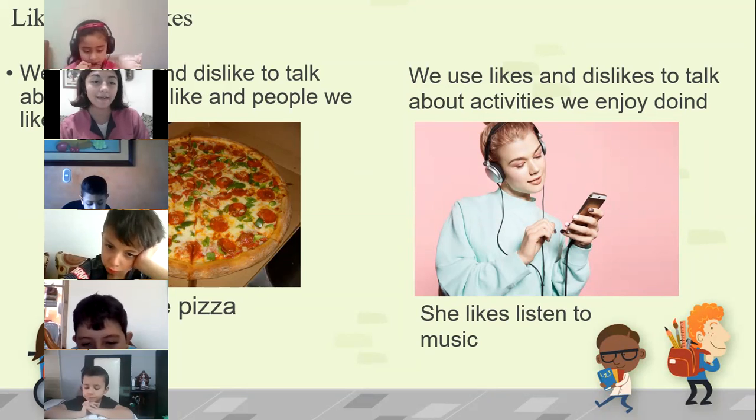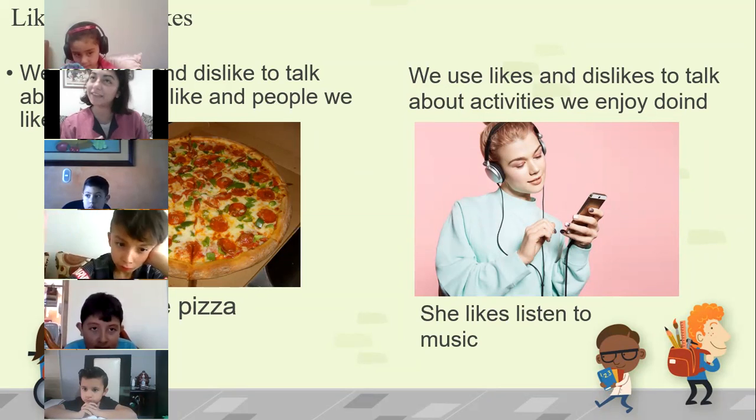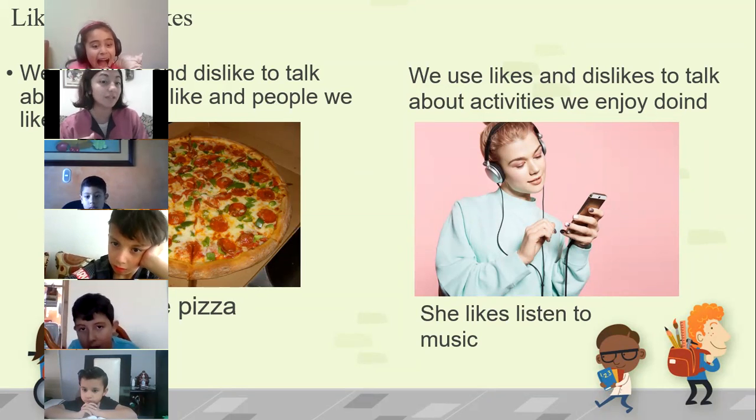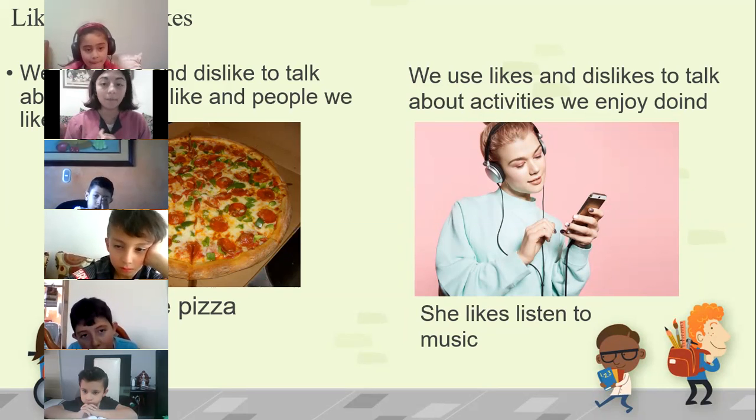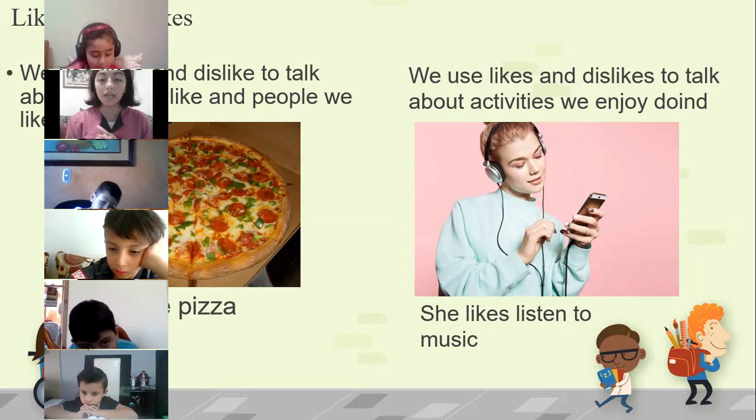I like, piense, let me think, artist, un artista. I like Juanes, me gusta Juanes. I like music of Juanes, me gusta la música de Juanes, or I like to dance, me gusta bailar, I like to dance. So, estás en lo correcto, you are correct. We use likes and dislikes, nosotros utilizamos likes y dislikes to talk about food, people, personas, y cosas que nos gusta hacer, activities that we enjoy.